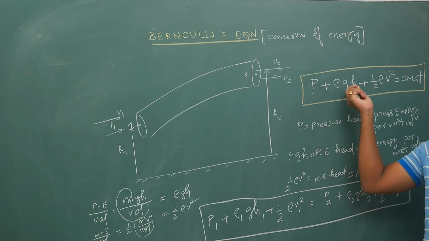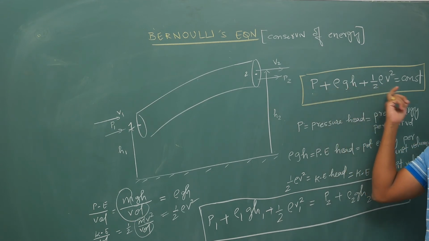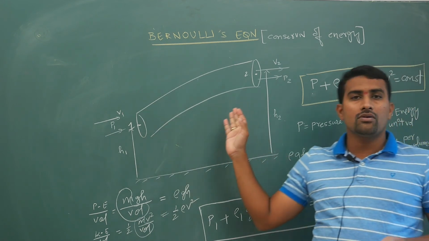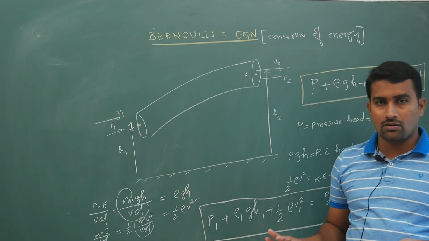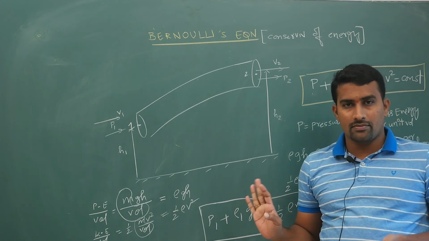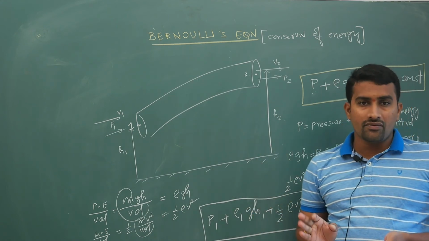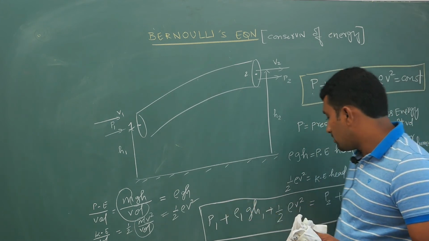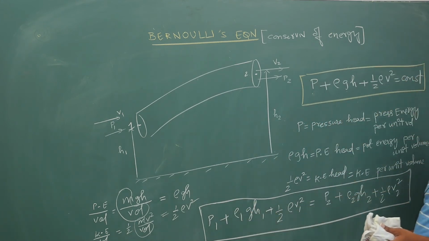Your pressure head plus potential energy head plus kinetic energy head is equal to constant. So you have to select two particular points and apply Bernoulli's equation. Okay, I will give you the proof, don't worry. It is a consequence of conservation of energy. If you want the proof, I can give it in a simple way. Those who want to copy this, you can copy.